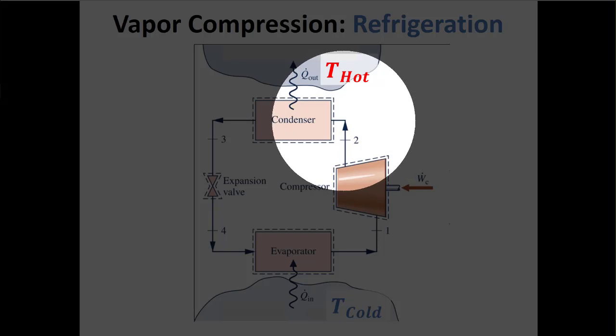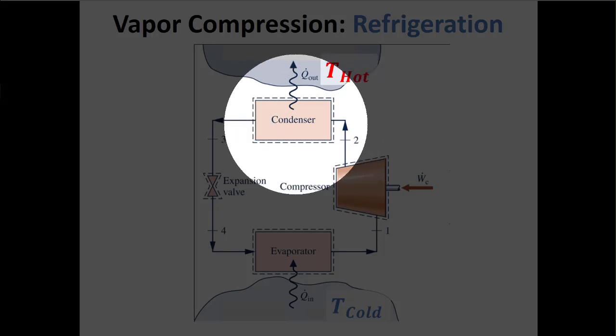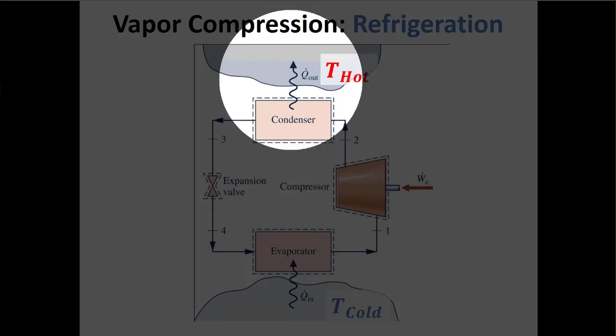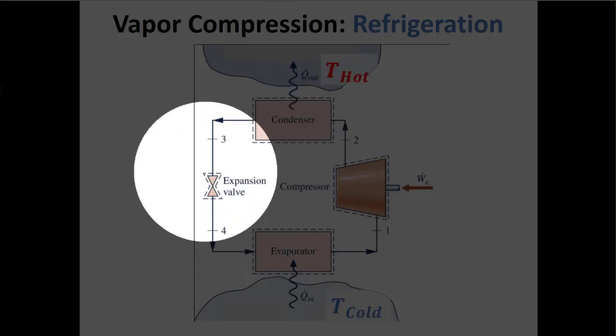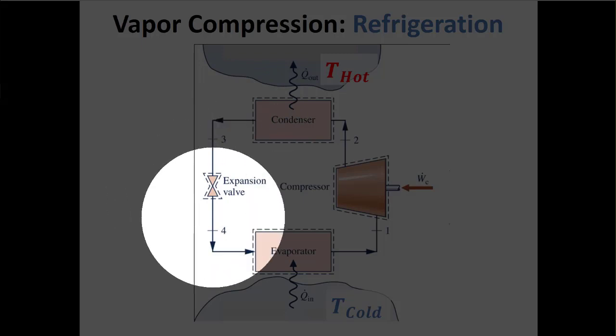And then over here, we're going to condense the fluid. So we're going to reject heat as we condense the fluid. So we're going to go from a vapor to a liquid. And then we go through this expansion valve, right?